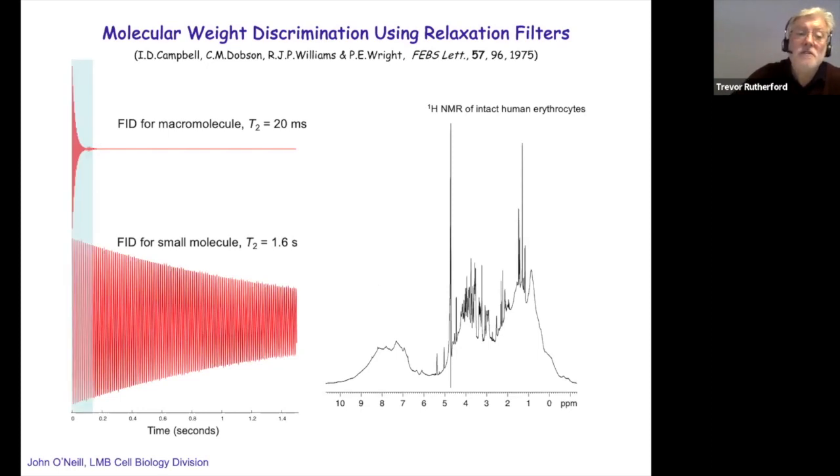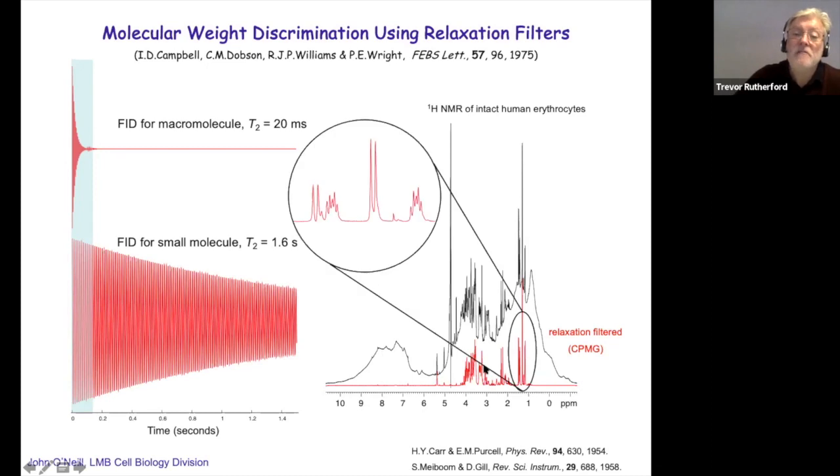We just introduce what's called a relaxation filter. And from that, we can filter out the high molecular weight components. And what we're left with is high resolution structures of the small molecule metabolites. And there are groups out there that are characterizing in real time the progression of hundreds of biomarkers simultaneously from the same spectrum.